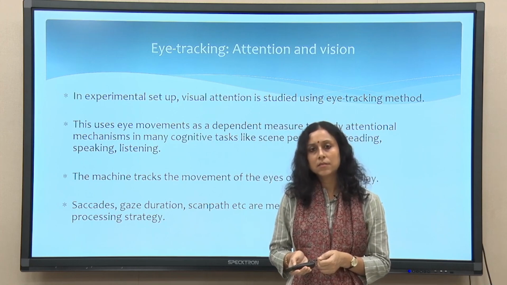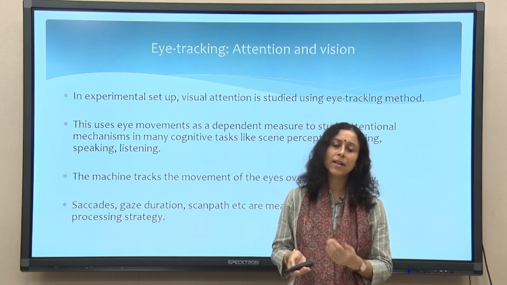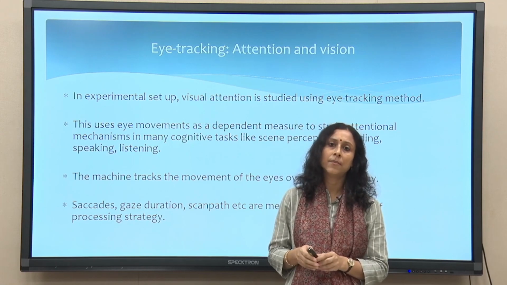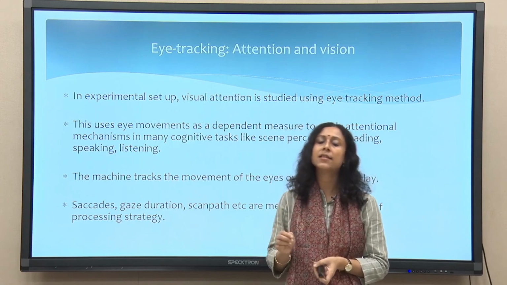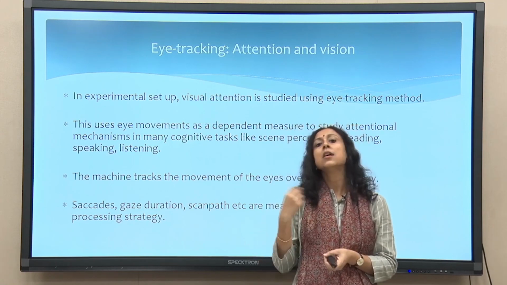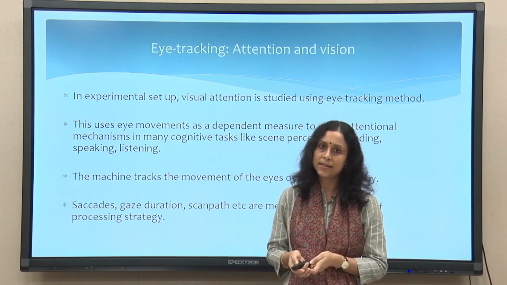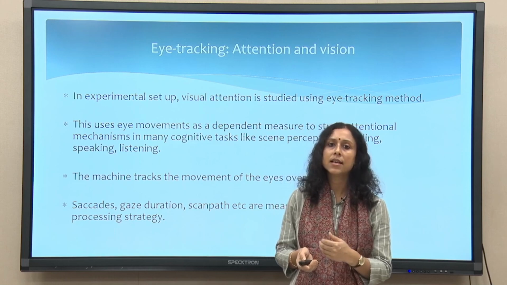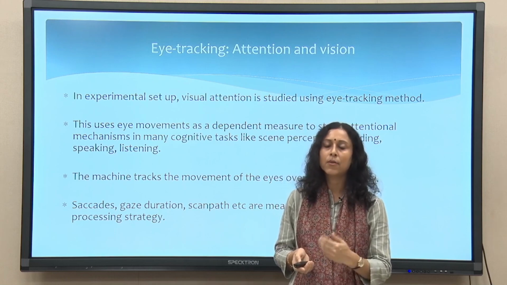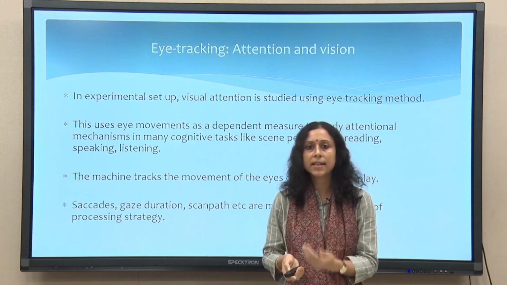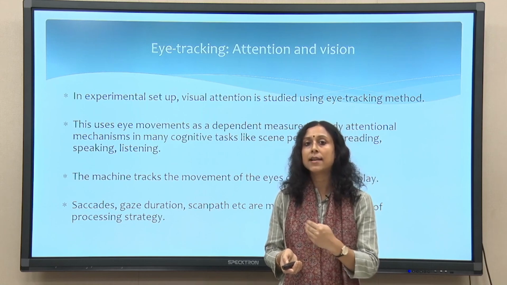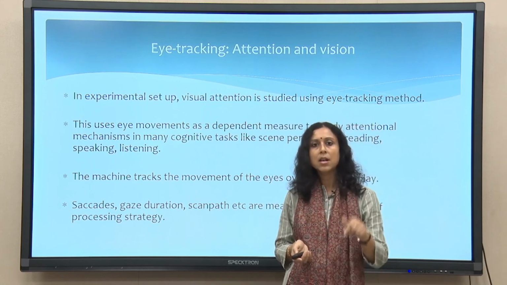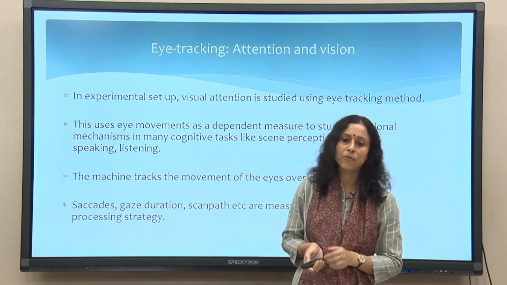So, what are the outputs that we get? Primarily saccades, gaze duration, scan path, etc. Saccades are the ballistic movements of the eyes, how the eyes move from one point to another on a particular scene. Similarly, gaze duration is where the eyes stay for a long time. What is the time duration, how many milliseconds the eyes look at a particular aspect of a scene, is the gaze duration. And scan path is again the trajectory of how the eye movements take place.